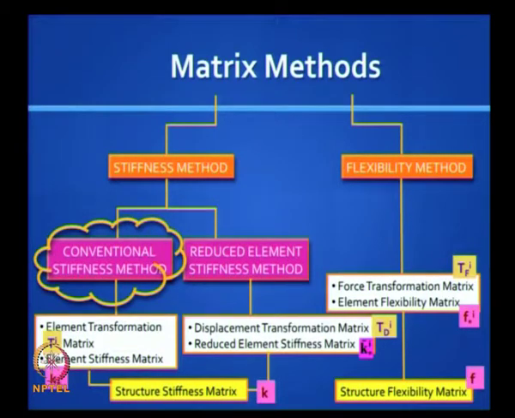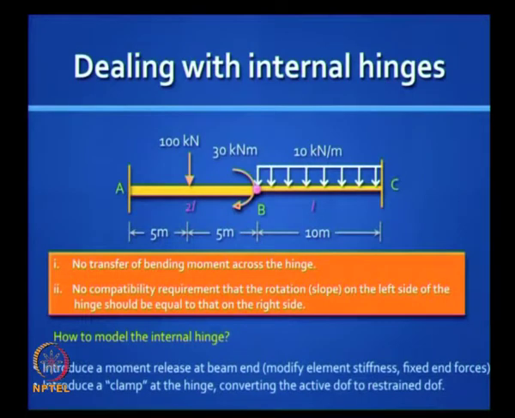We are looking at the first of them, conventional stiffness method, and we will now look at problems where you have internal hinges in frames. We have already learned how to deal with these in beams, so it's basically the same. So I'm just showing you some of the old slides on how to deal with an internal hinge. There's no transfer of bending moment across the hinge and no compatibility requirement regarding rotation. So we introduce a moment release and we introduce a clamp.